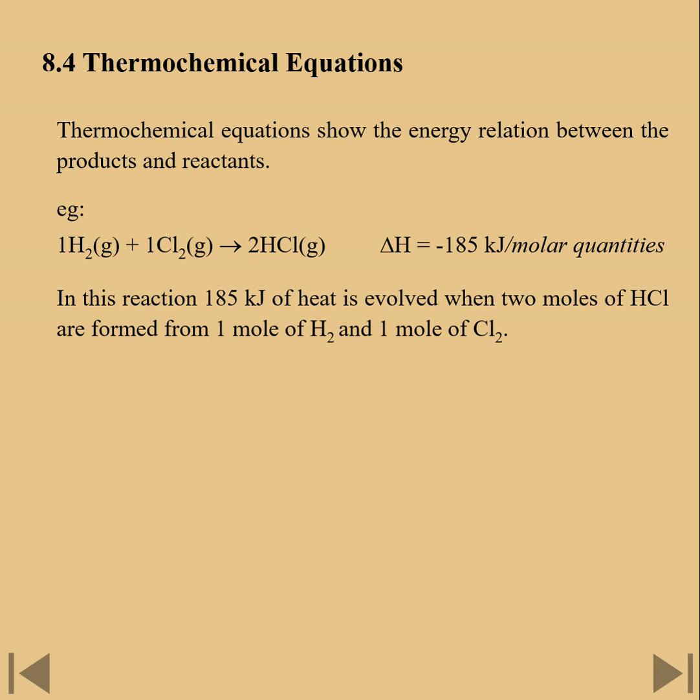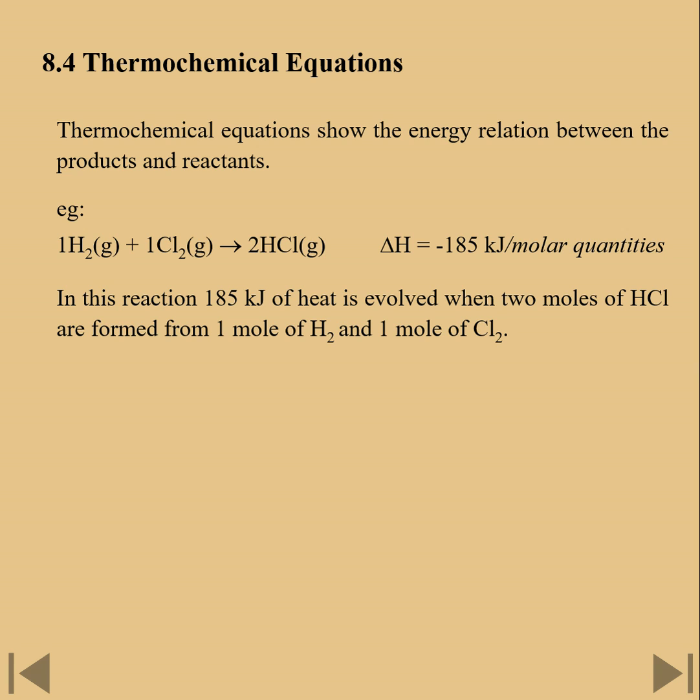Delta H is equal to negative 185 kilojoules. And do note per molar quantities. It doesn't say per mole, it says molar quantities. What does that mean? Well, it means based on the way that the reaction is balanced. So that's going to be negative 185 kilojoules per 1 mole of hydrogen reacting, per 1 mole of chlorine reacting, but per 2 moles of the hydrogen chloride formed.